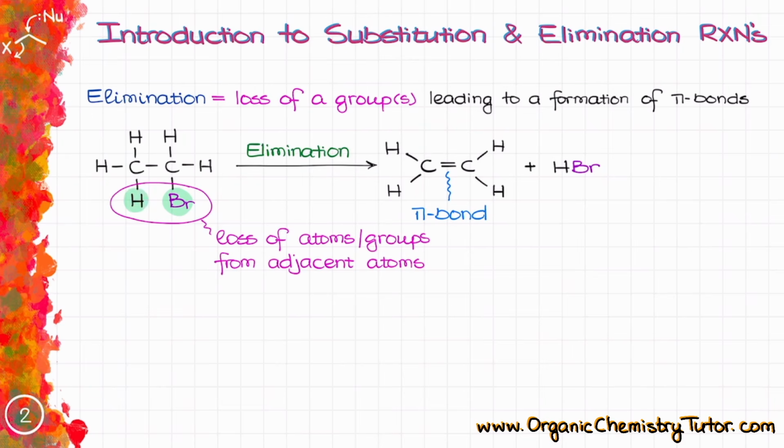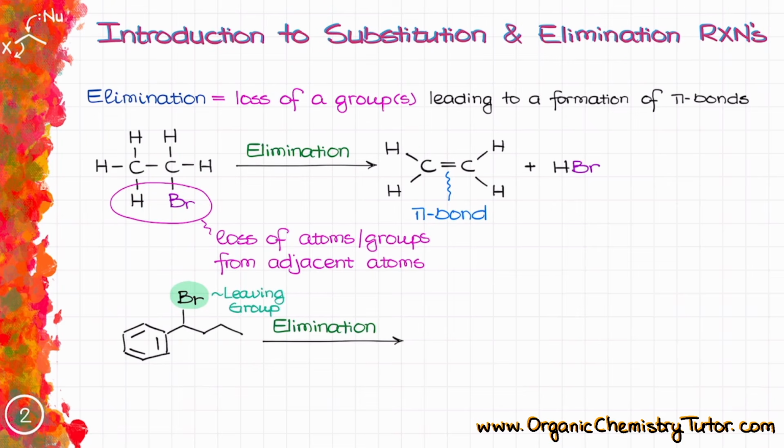So I have a hydrogen over here. So both of those guys gotta leave my molecule in order to form a pi bond. If I cannot eliminate 2 atoms or groups from my molecule, I cannot form a pi bond. So, for instance, let's look at this molecule over here. We have bromine as the leaving group in this case.